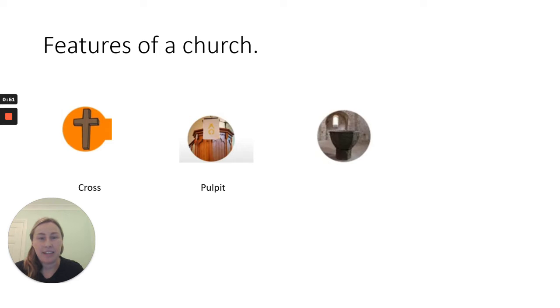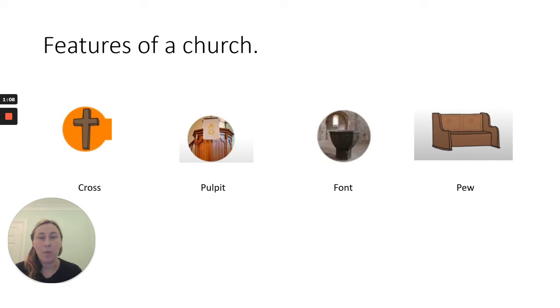And what about this? Can you remember what this was called? It was the font where the water for baptism or christenings is. And where the people sit in the church is called the pew. Well done if you got those correct.